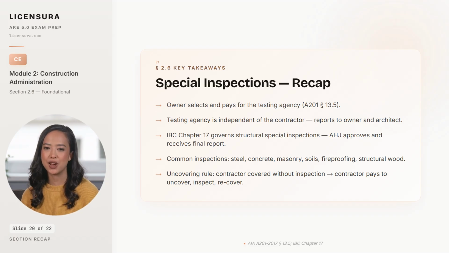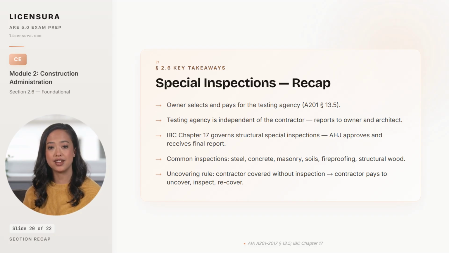The agency reports directly to the owner and the architect, not to the contractor, and the architect's job is to review the reports as they arrive, not to wait until closeout when buried failures are no longer easy to fix. IBC Chapter 17 governs structural special inspections in jurisdictions that adopt the IBC, and the authority having jurisdiction approves the inspection agency and receives the final report. The 6 common inspections, steel, concrete, masonry, soils, fireproofing, and structural wood, appear on almost every project, and the architect should know them by heart.